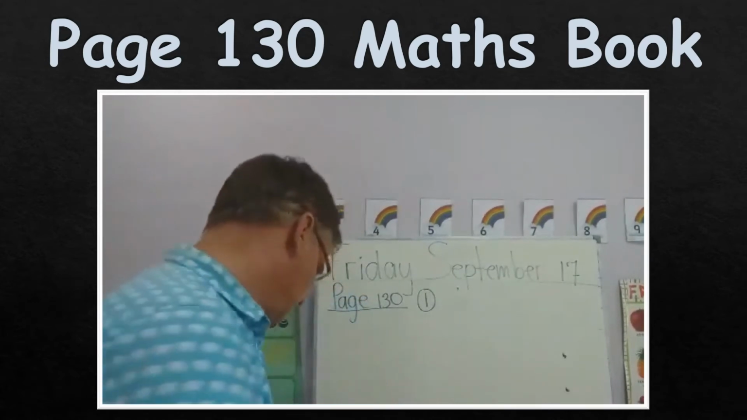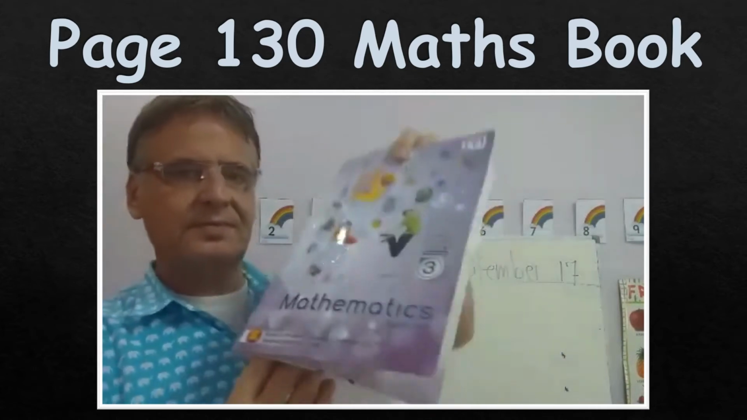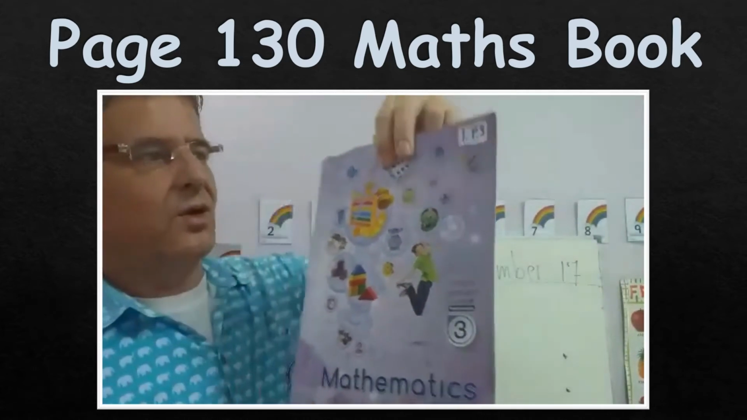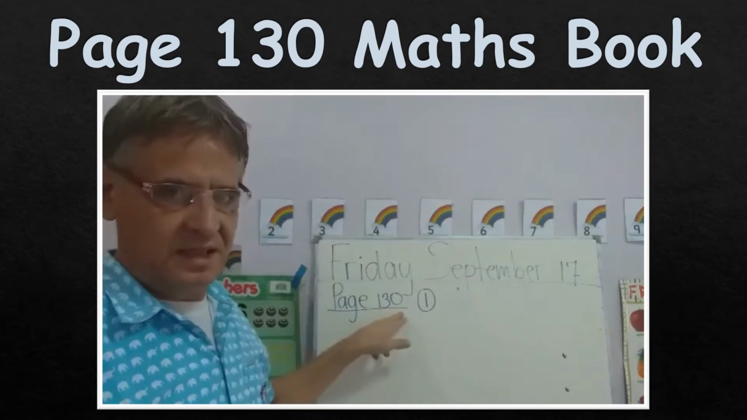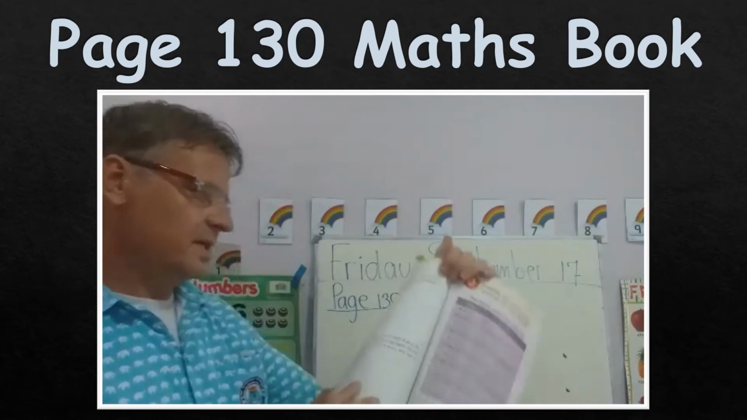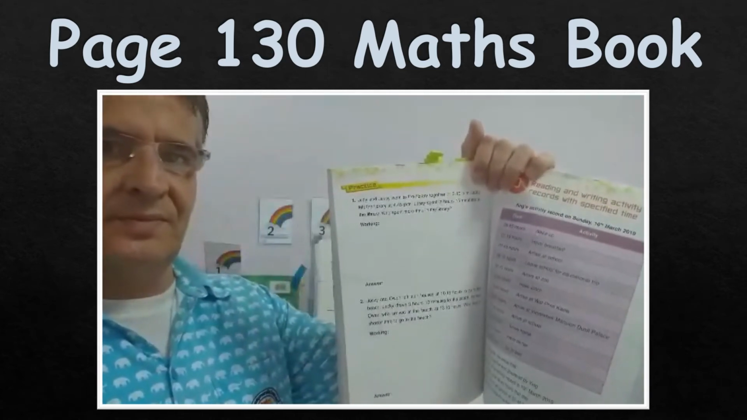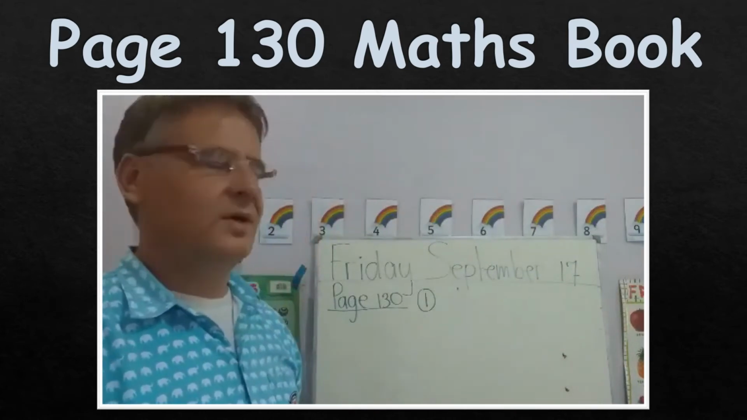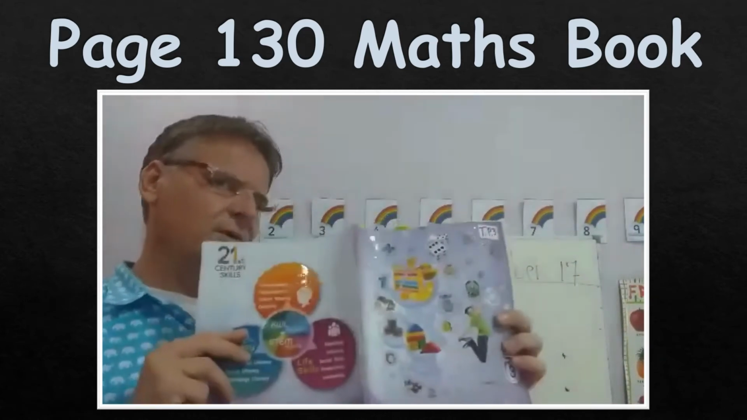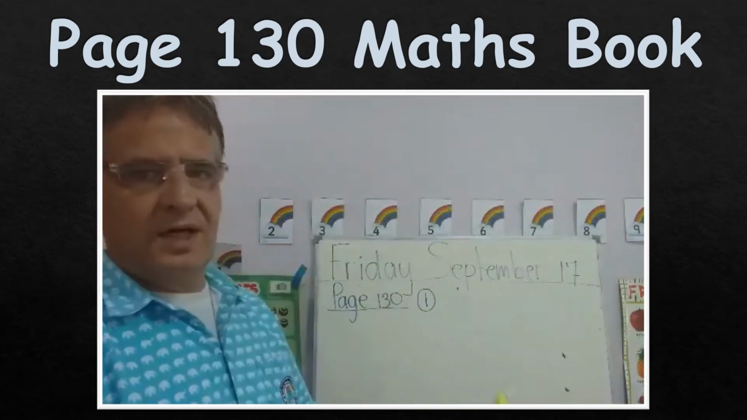Okay. Please get your mathematics book. And we go to page 130. That is this page. There are 2 practices, practice 1 and practice 2. Okay, so get your math book, this one, and go to page 130.